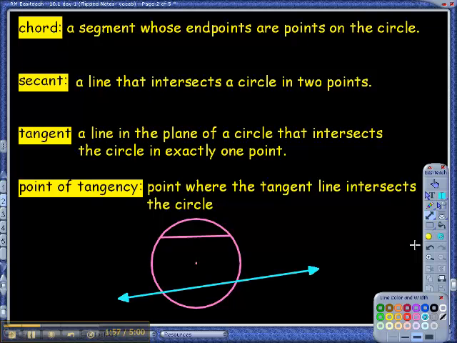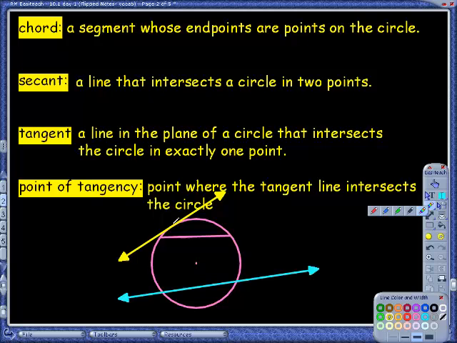A tangent is a line that will intersect our circle at exactly 1 point, and that point is going to be on the circle itself. So when you're looking at a tangent, you're going to see that it's going to touch the circle but only one place, as opposed to a secant that will touch 2 places. That point where our circle is touching that tangent line will be called the point of tangency.